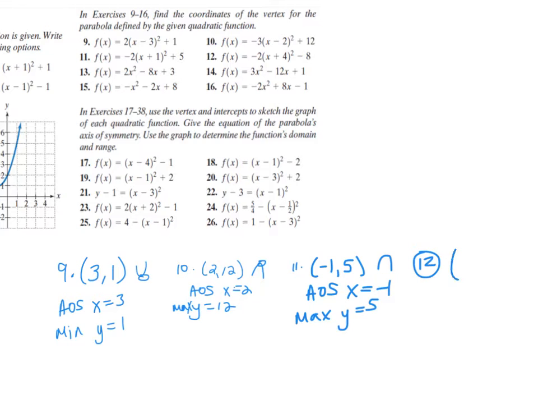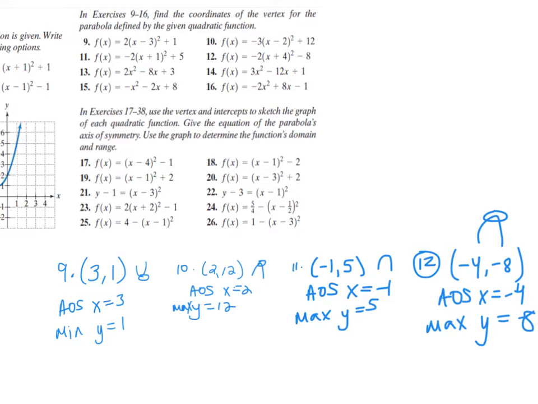So if I look at 12, what's my vertex on 12? Negative 4, negative 8. Good. So my axis of symmetry is at x equals negative 4. Which way does 12 open? Down, because it leads with a negative. So then I have my maximum or minimum? Maximum, at y equals negative 8. Anybody have questions?